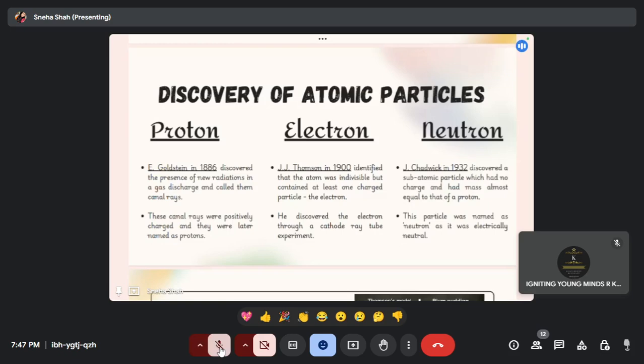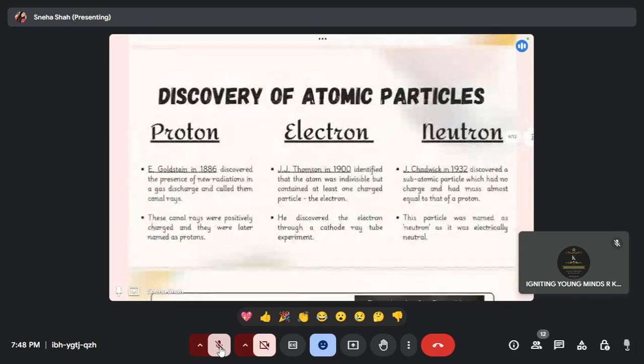Exactly. Because we know that protons and electrons have equal and opposite charges, and they balance out their charges, and the atom as a whole becomes stable, becomes neutral. So if the neutron had any charge, then the atom would never have been able to balance the charges, and that is why the neutron was discovered as a neutral particle. There is no charge on the neutron. So it was named neutron as it was electrically neutral.